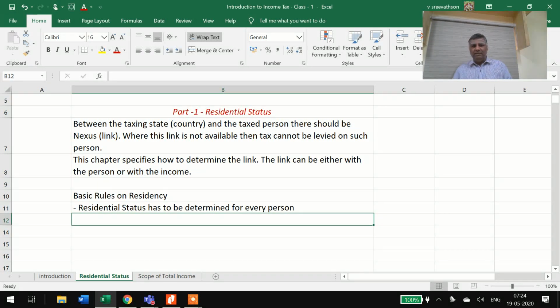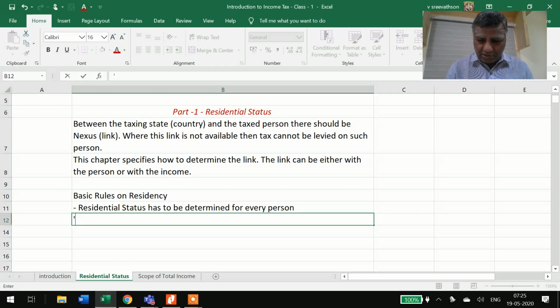First understand, I will determine residential status for every person. Person we know: individuals, HUF, company, firm, AOP, BOI, local authority, artificial juristic person. For every type of person, I will determine residential status.